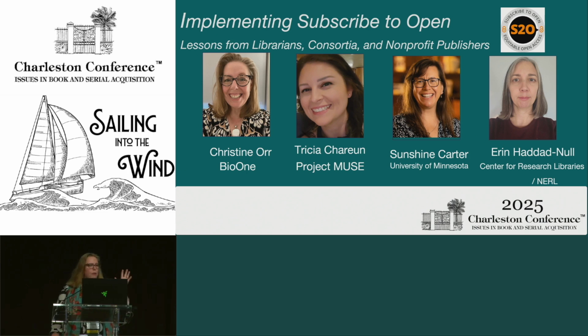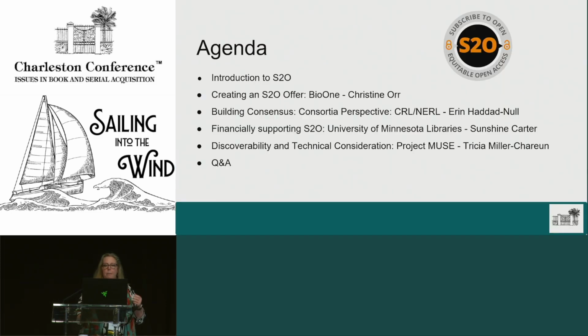So there are over 400 titles now being offered under the S2O model, and it relies on a lot of existing structures and workflows. That's some of the appeal. It's quite simple to implement. So that's why we're here. If it's so simple, what changes do we actually have to make to make it happen?